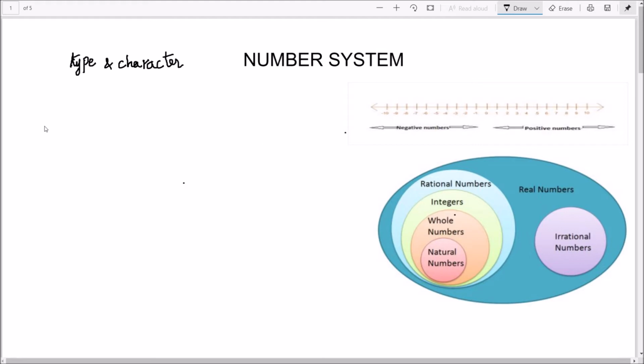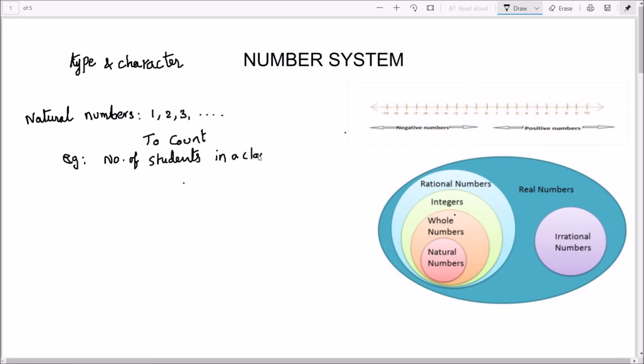First, one by one we will see. First one is natural numbers. Natural numbers start from 1 and they will continue. There is no end for natural numbers. Why we require natural numbers is to count. Example, number of students in a class, or population of a country, or number of plants planted in a school. If you want to count anything, we use natural numbers.